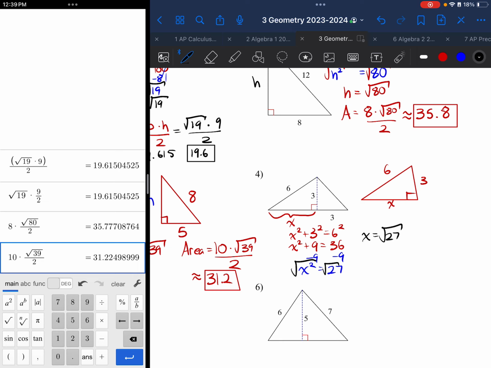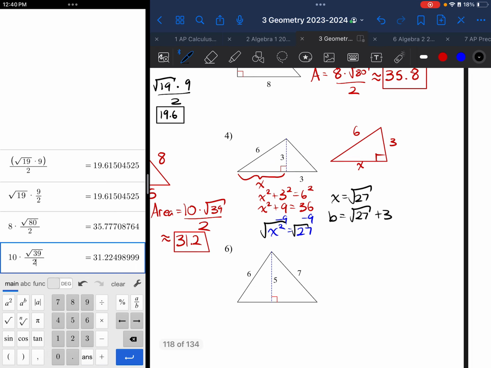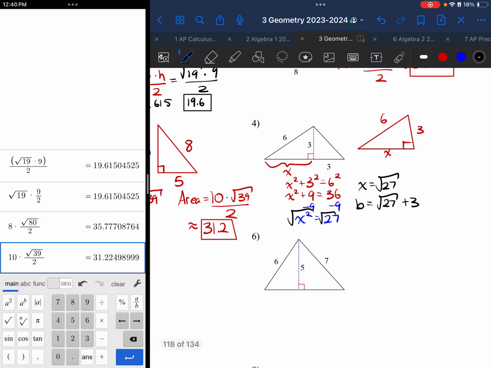All right, so to find the base, it's going to be adding this number and this number. It's going to be adding root 27 plus 3. So the base is going to be the square root of 27 plus 3. And I can estimate that now, or I could just plug that in. I'm going to just plug it in because that's the type of person I am. I don't like any error at all.